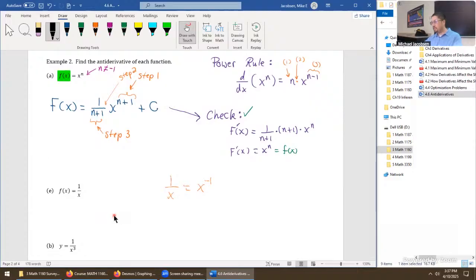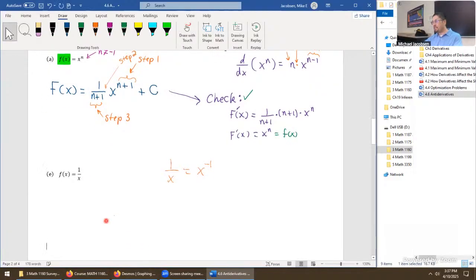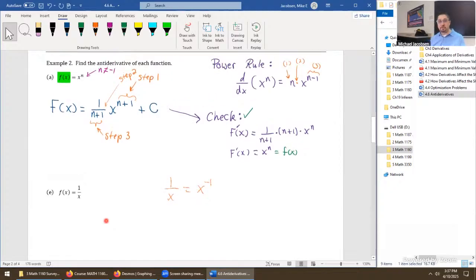So next one, antiderivative of 1/x. This one's really confusing, but anyone happen to know the answer? The answer is totally surprising. So if you're not sure, I totally understand. I don't think I would ever guess this.